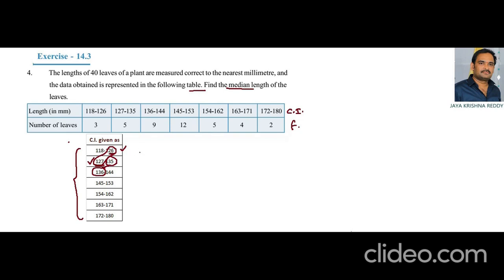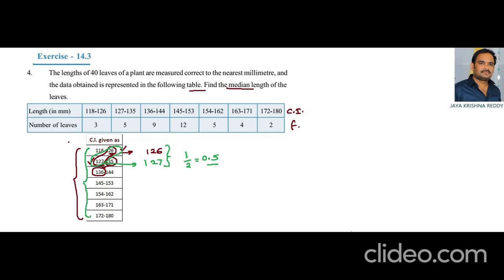How to convert this into continuous class intervals? What is the upper limit of the first class interval? It is 126. And what is the lower limit of the second class interval? It is 127. So what is the difference between these two numbers? It is 1, meaning 127 minus 126 is 1. So make it half. 1 by 2 is 0.5. Now subtract this 0.5 from all the lower limits of the class intervals.